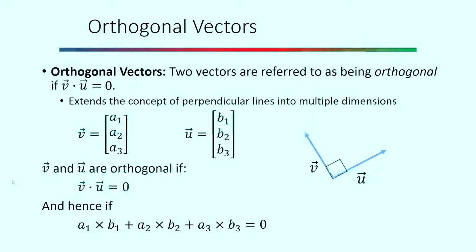The last concept that we need to discuss is an orthogonal vector. Two vectors are referred to as orthogonal if their dot product is equal to 0. In 2 dimensions, vectors are orthogonal if they are perpendicular in the sense that you normally think of perpendicularity. Orthogonality extends the concept of perpendicular lines into multiple dimensions. Thus, for vectors with more than 2 elements, the easiest way to compute whether or not they are orthogonal is by computing their dot product and checking to see if it is equal to 0.